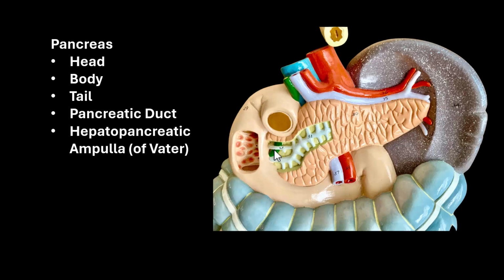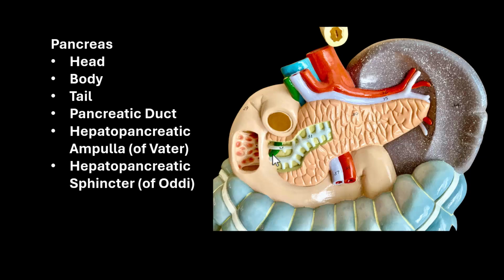That little enlargement is going to be called the hepatopancreatic ampulla, or the hepatopancreatic ampulla of Vater. And inside that is going to be the hepatopancreatic sphincter of Oddi. We also call it the sphincter of Oddi. All right? Now, let's get a little closer view, and we'll rotate it and look inside the duodenum.